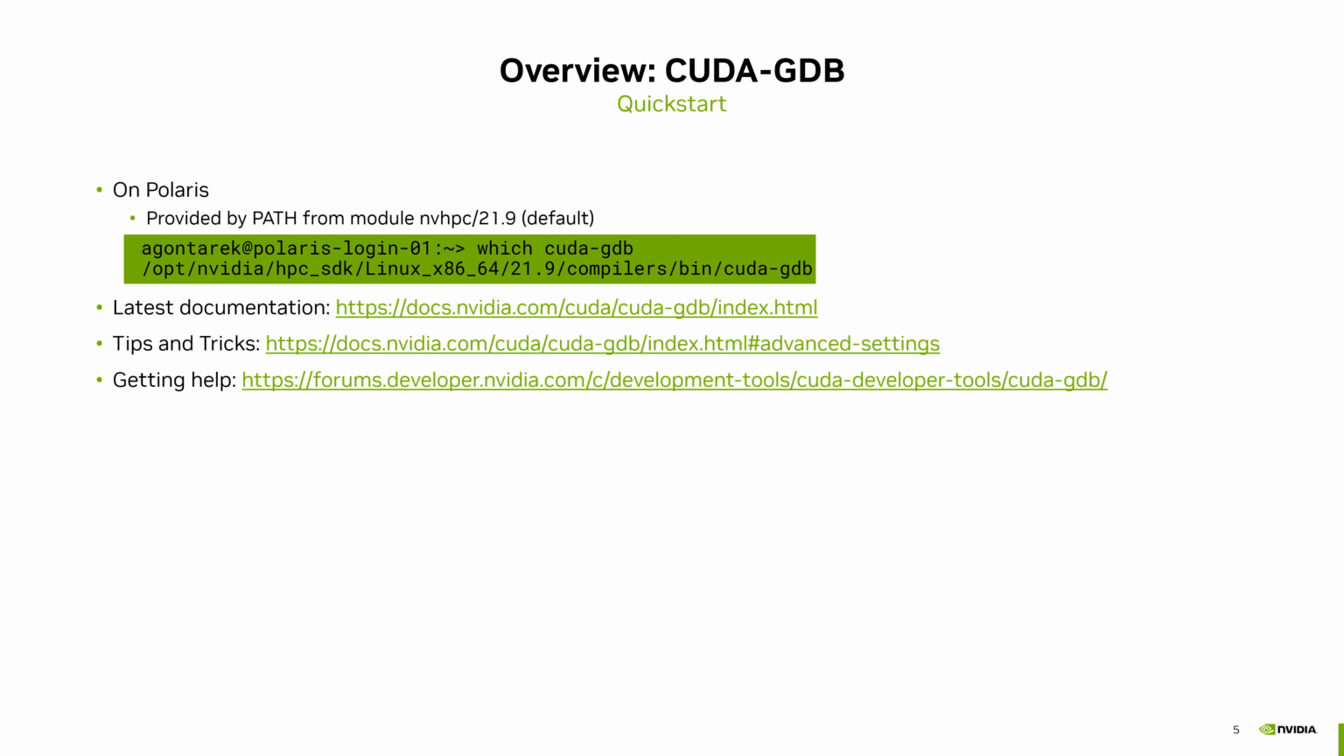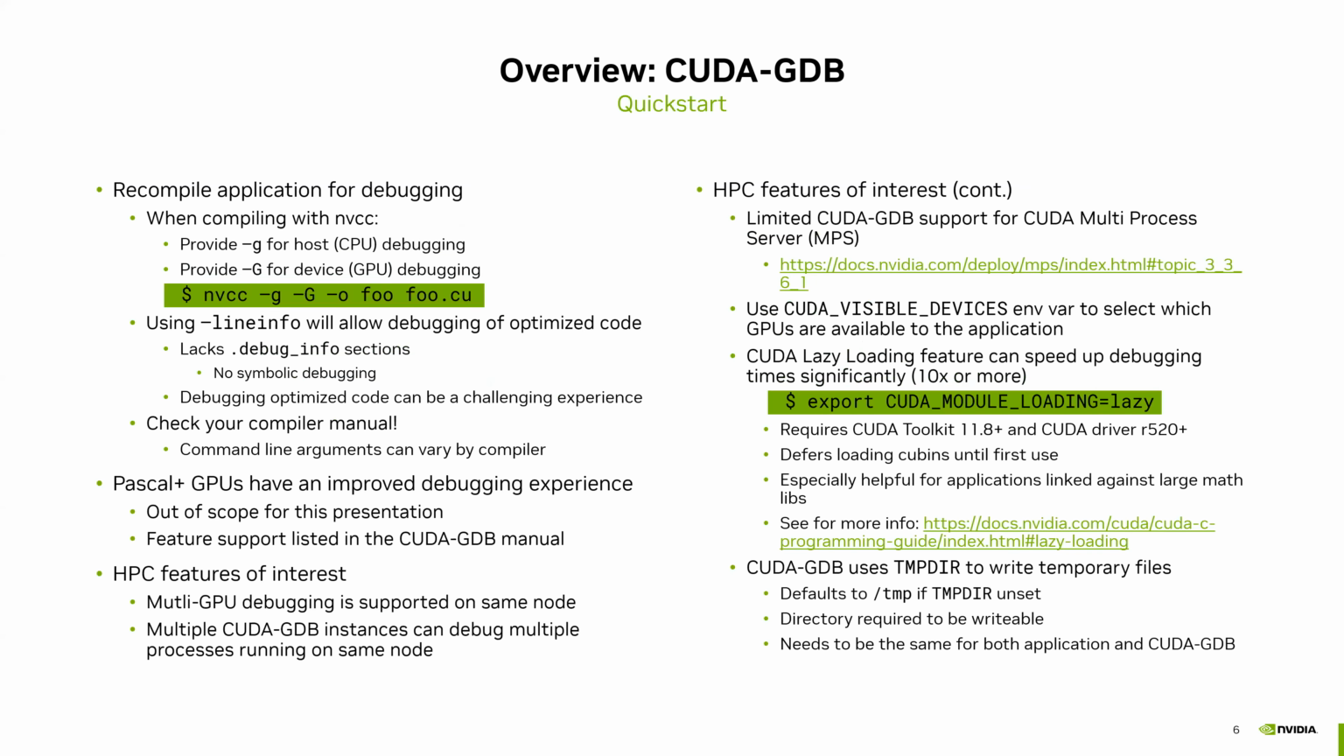Here's a link to the latest documentation. The documentation also has a specific section I want to call out called tips and tricks, where you can go to and find some edge cases maybe you didn't think about, or useful recipes. And we're trying to expand this over time. As we find more recipes that we think end users would find useful, we're adding them to this section. Getting help, we do have a developer forum, so you're free to sign up for an account and interact with the CUDA-GDB developers directly.